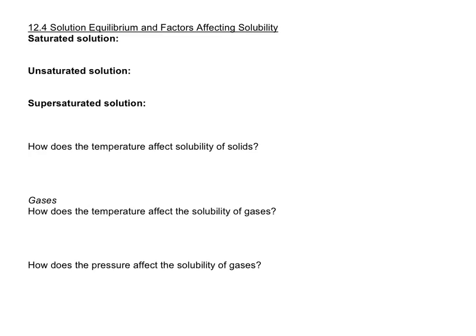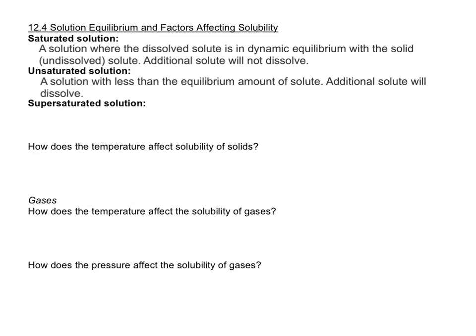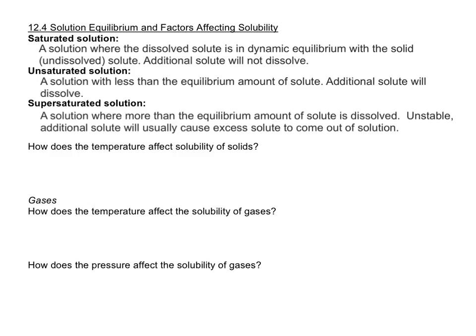All right, so now let's just go over the terms that tell us what state we're in in terms of how much solute is dissolved. So in a saturated solution, the dissolved solute is in dynamic equilibrium with the solid or undissolved solute, and we call that a saturated solution. So if you add additional solute to a saturated solution, it's not going to dissolve. All right, in an unsaturated solution, we have less than the equilibrium amount of solute, and so if you add additional solute, it will dissolve. Okay, and then under very specific circumstances, you can sometimes get a supersaturated solution. This is one that has more than the equilibrium amount of solute dissolved, but these solutions are very unstable.